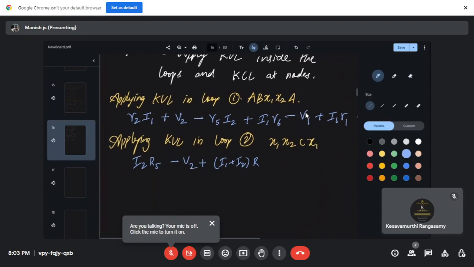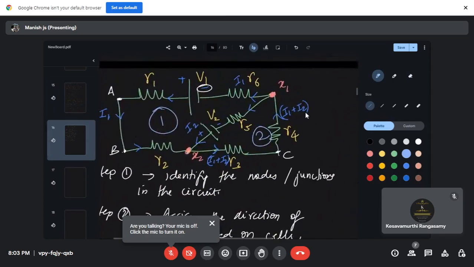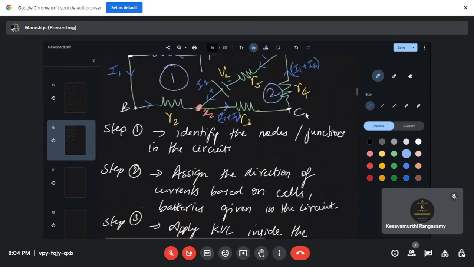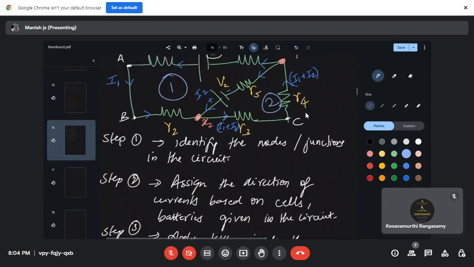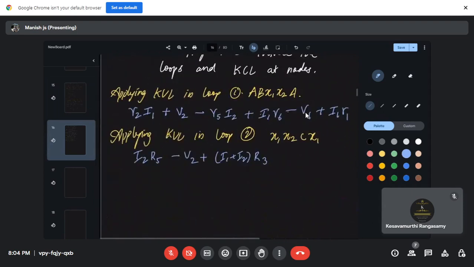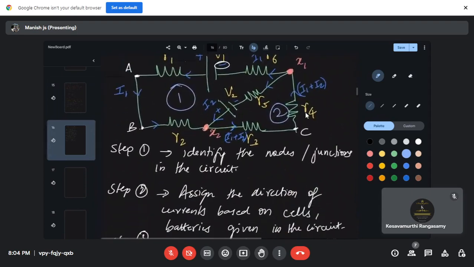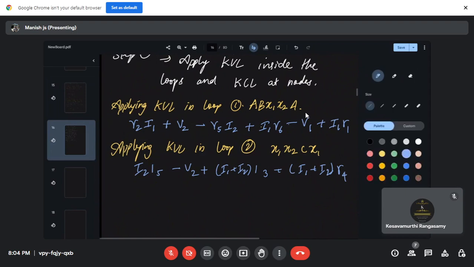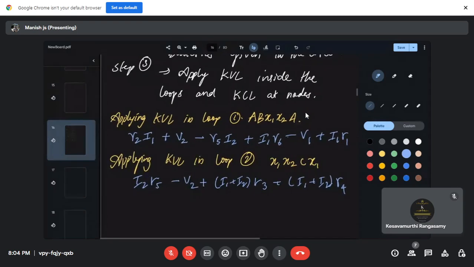Okay, plus I1 plus I2 into, what was that resistor? R3, small r, anyways I put capital R here, nothing wrong. Then plus I1 plus I2, R4. Let me use small r itself to avoid confusions. That's it. So like this, you are going to write the expressions for loop 2.